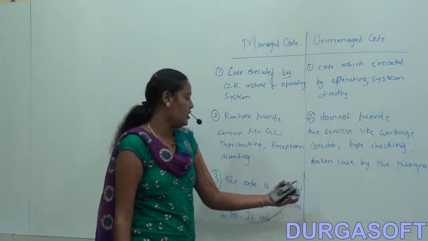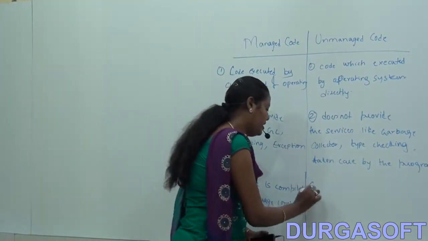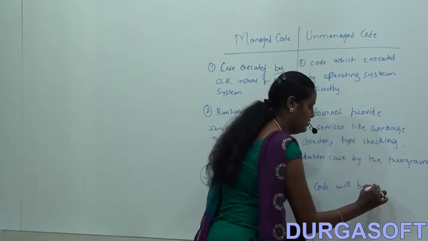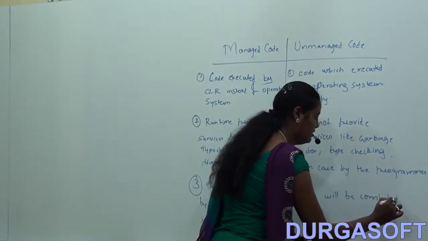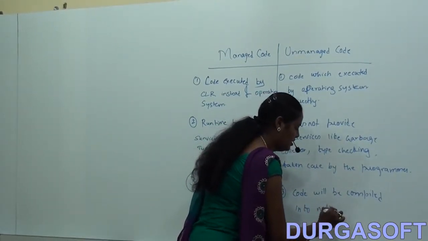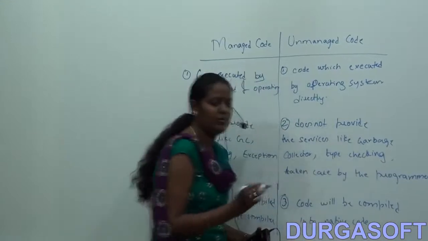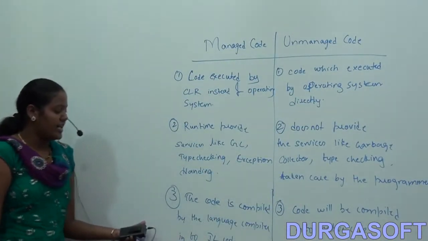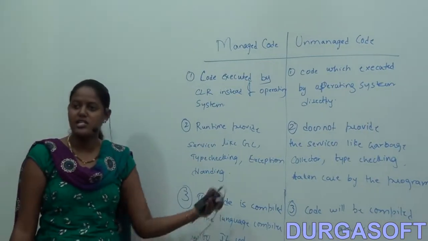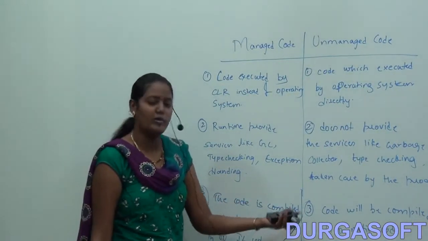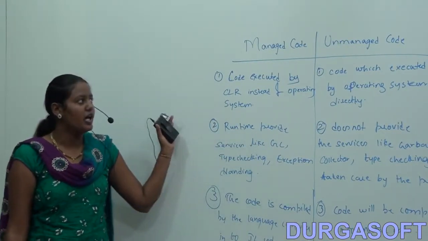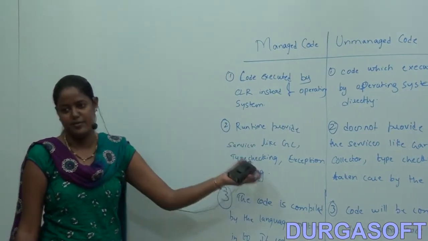Here in unmanaged code, the code will be compiled directly into native code. In the managed code, the code is compiled by the language compiler into the IL code, whereas in the unmanaged code, the code will be compiled directly into the native code. So this is about managed code and unmanaged code.